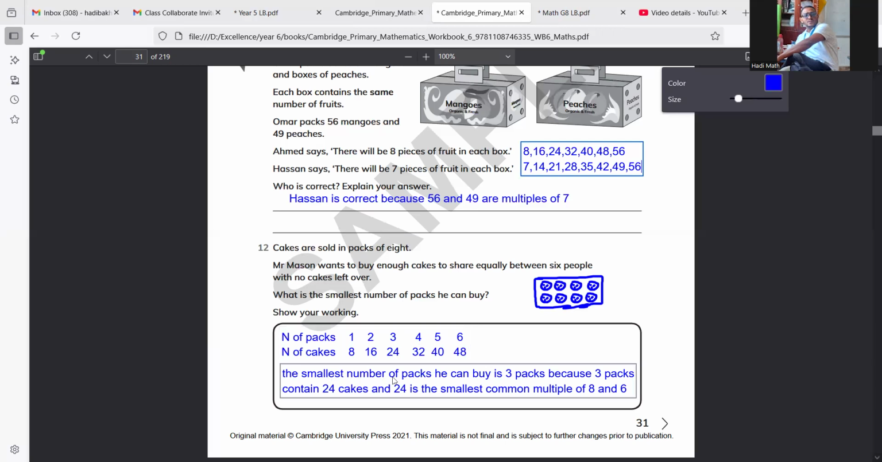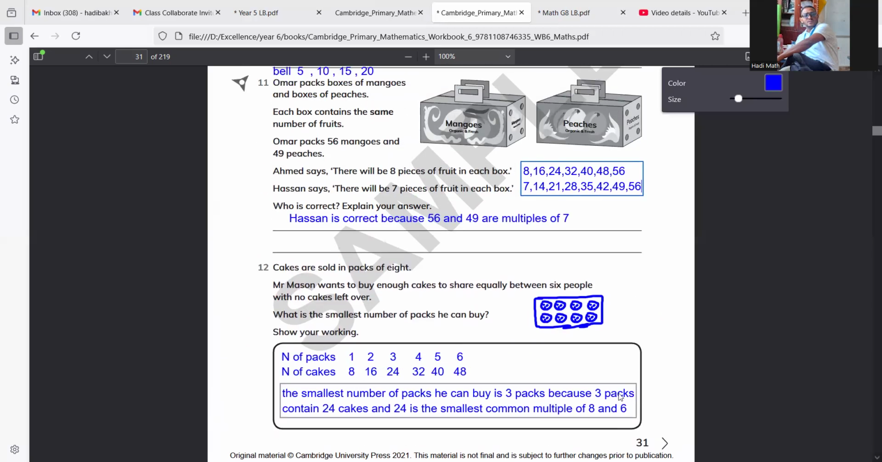We say the smallest number of bags he can buy is 3 bags, because 3 bags contain 24 cakes, and 24 cakes is the smallest common multiple of 8 and 6. So only 3 bags is the correct answer.